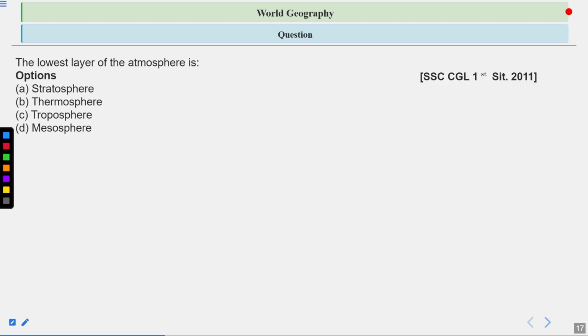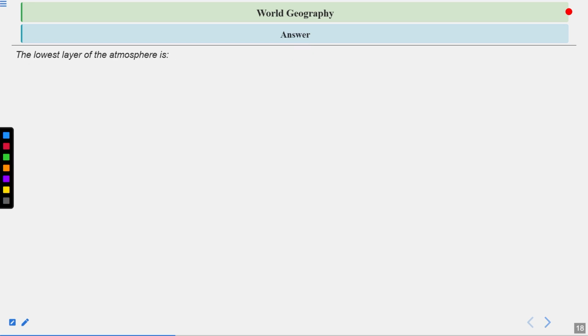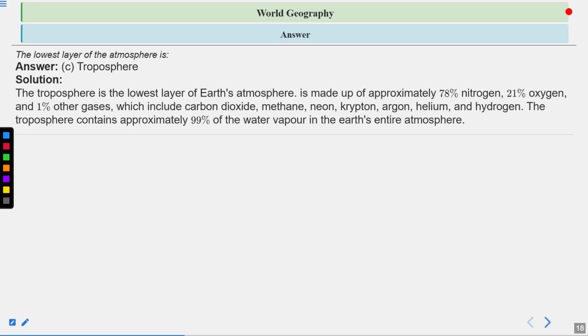The lowest layer of the atmosphere is: stratosphere, thermosphere, troposphere, or mesosphere. Easy question. The lowest layer found in the atmosphere of the earth is option C, troposphere. The troposphere, the lowest layer of Earth's atmosphere, is made up of approximately 78% nitrogen, 21% oxygen, and 1% other gases, which include carbon dioxide, methane, neon, krypton, argon, helium, and hydrogen. The troposphere contains approximately 99% of the water vapor in the Earth's entire atmosphere.